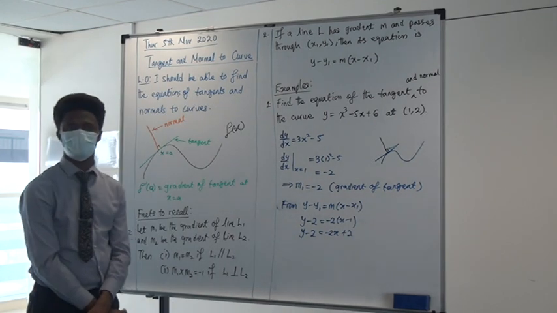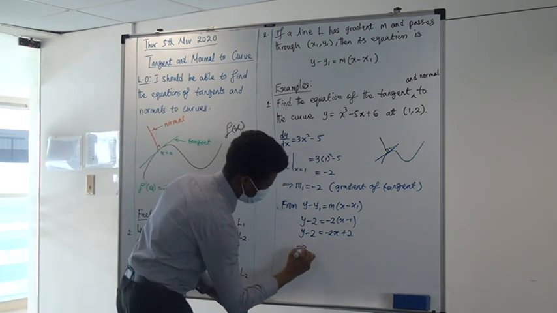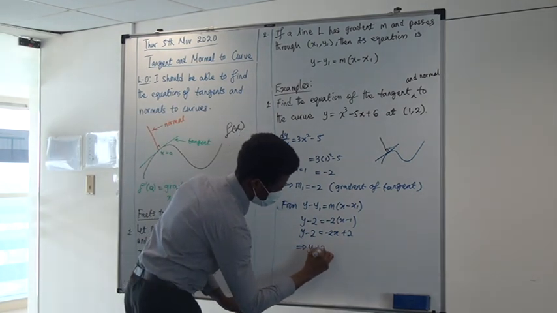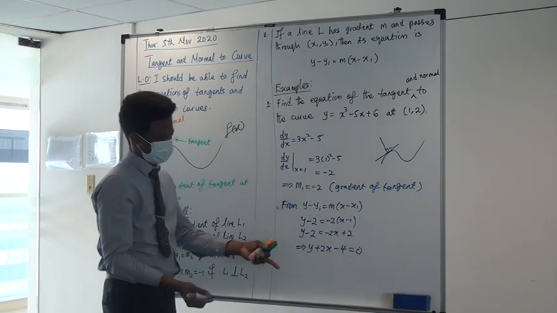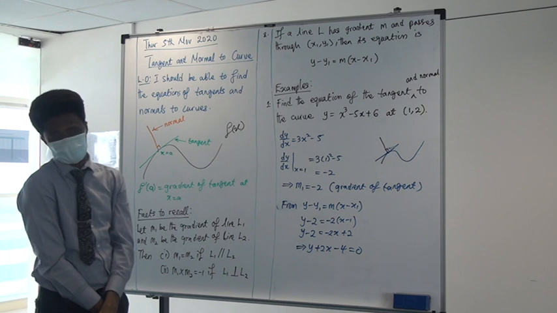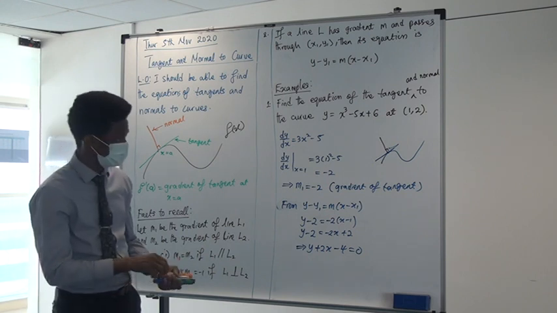Okay? Understand? So you can just write it in any form that comes to your mind. y plus 2x minus 4 is equal to 0. Some people might leave it as y equals 4 minus 2x. Your choice. Now, that is for the tangent.